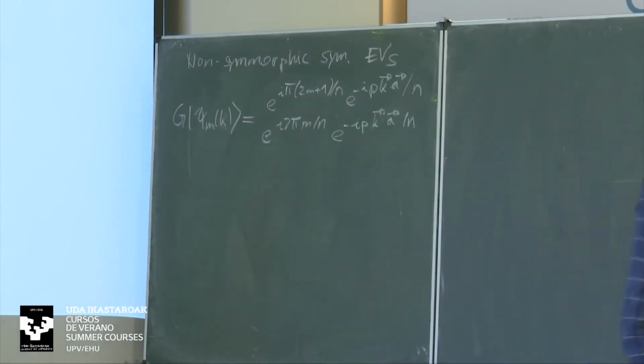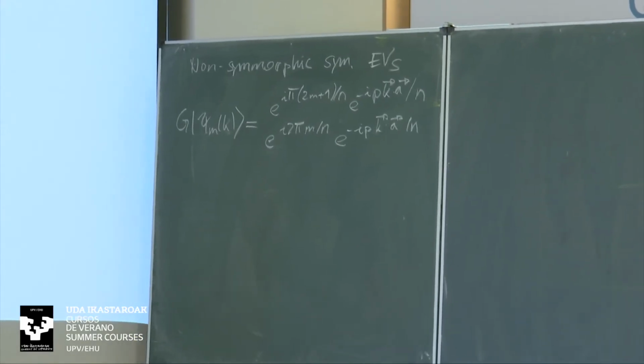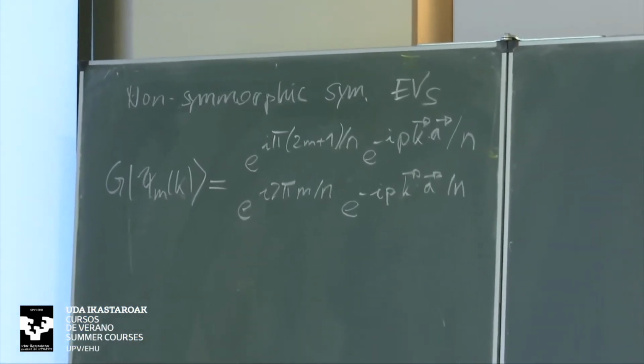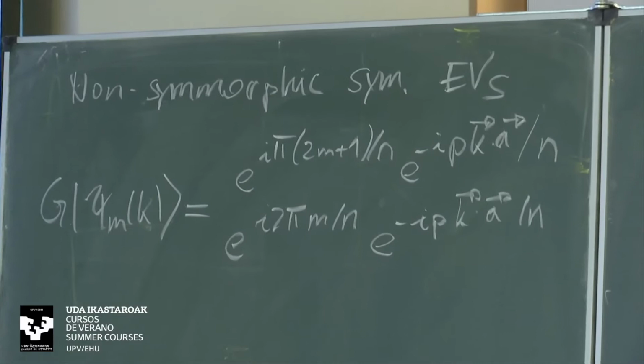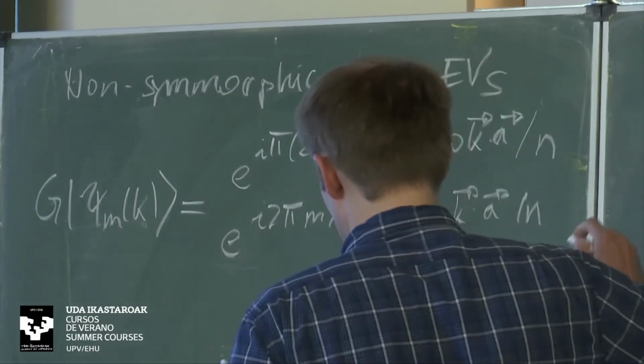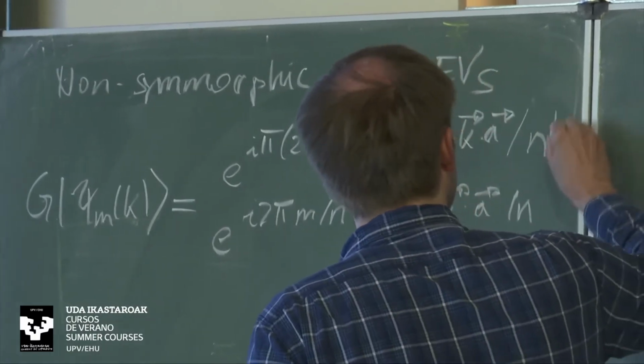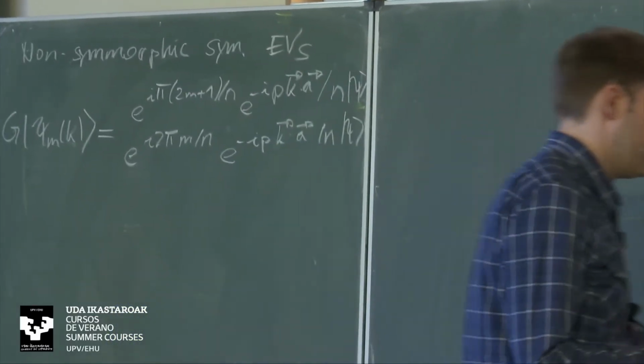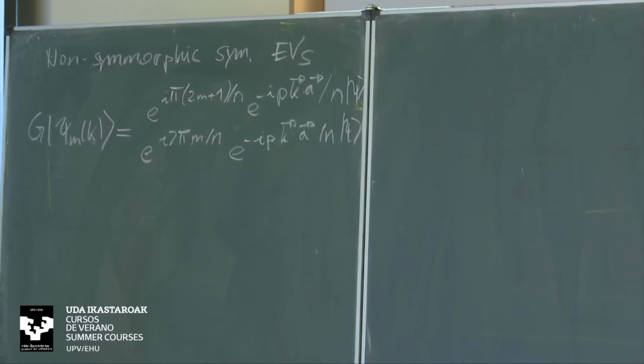Okay, yeah, so I will just continue where I left off yesterday. So basically I explained yesterday these non-symmorphic symmetries, and I have derived this equation here, which tells you what the eigenvalues are of this non-symmorphic symmetry operator.